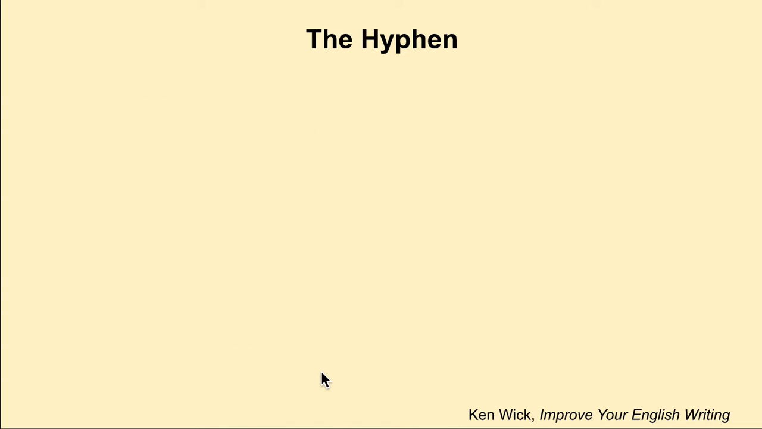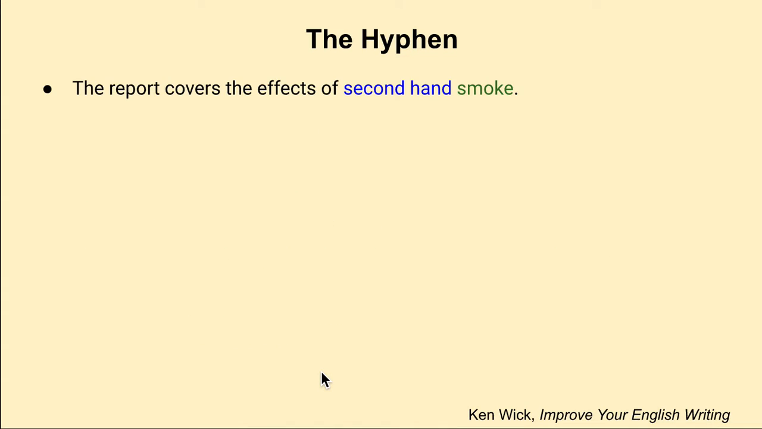Let's do another example. The report covers the side effects of secondhand smoke. Now, secondhand: is this a compound adjective modifying smoke? So remember, we're going to test them separately. We're going to test them together to see if they form a compound adjective. So basically, it is a compound adjective if we can answer no to separately and yes to together.